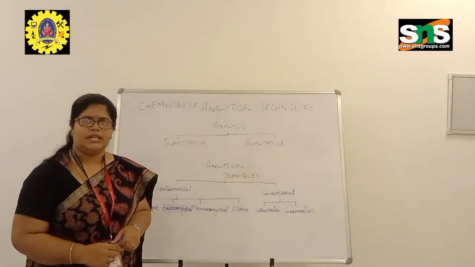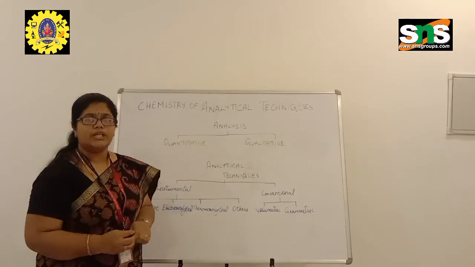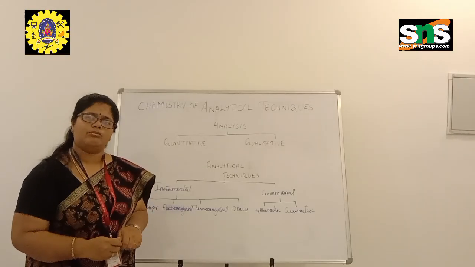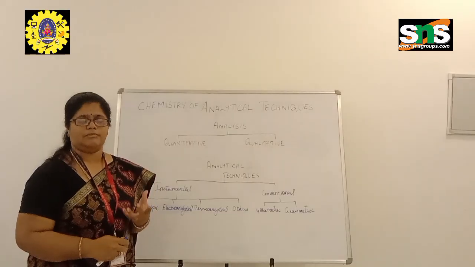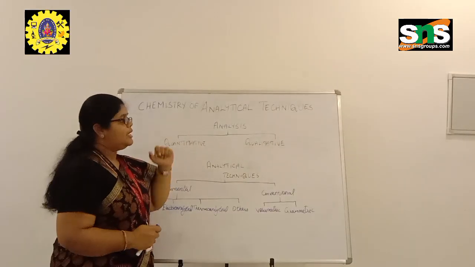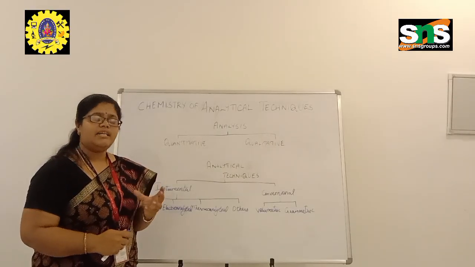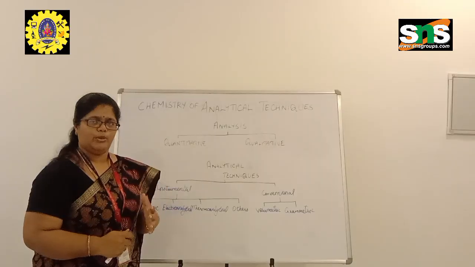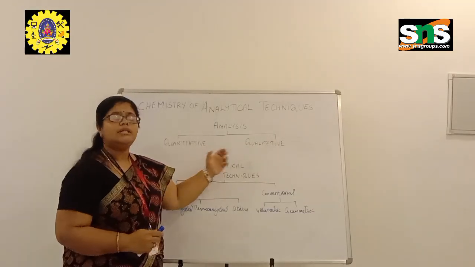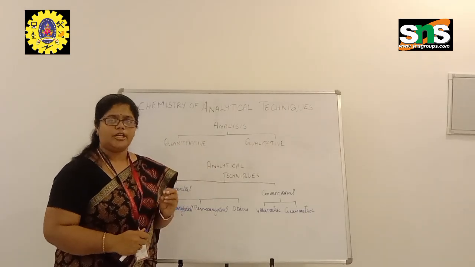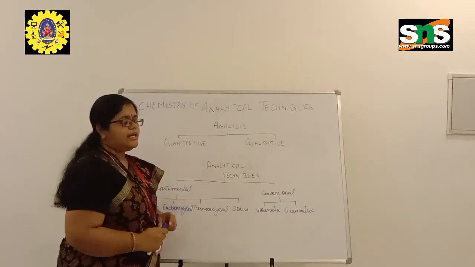What is this quantitative analysis? Quantitative refers to the amount of substance that is present in a compound or a mixture. So we are going to identify how much of that particular substance is present in a mixture. What is qualitative analysis? Qualitative analysis is nothing but identifying whether a particular compound is present in that mixture or not. So qualitative refers to the presence of a particular substance or chemical in a compound.